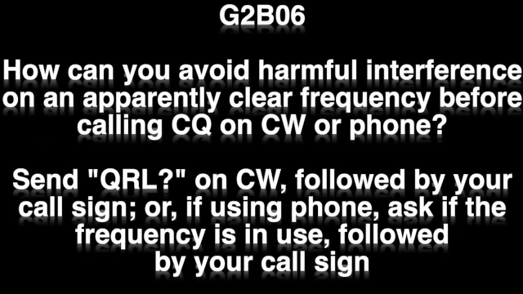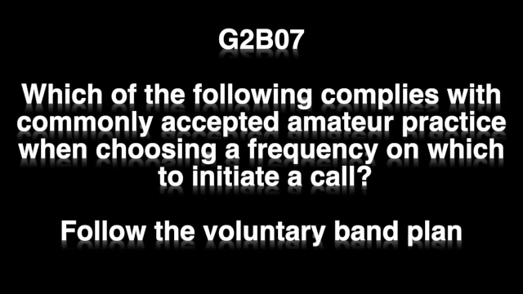G2B06. How can you avoid harmful interference on an apparently clear frequency before calling CQ on CW or phone? Send QRL on CW, followed by your call sign, or, if using phone, ask if the frequency is in use, followed by your call sign. G2B07. Which of the following complies with commonly accepted amateur practice when choosing a frequency on which to initiate a call? Follow the voluntary band plan.